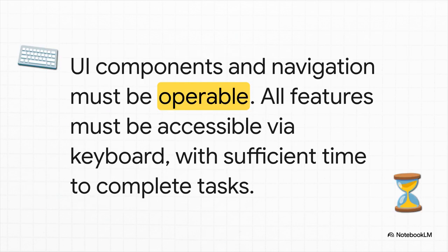Second, we have operable. Your site has to work. A user has to be able to navigate and interact with everything. The absolute classic example of this is keyboard navigation. Can someone use your entire website with just the tab and enter keys? If they can't use a mouse, they shouldn't be locked out of your app, period.